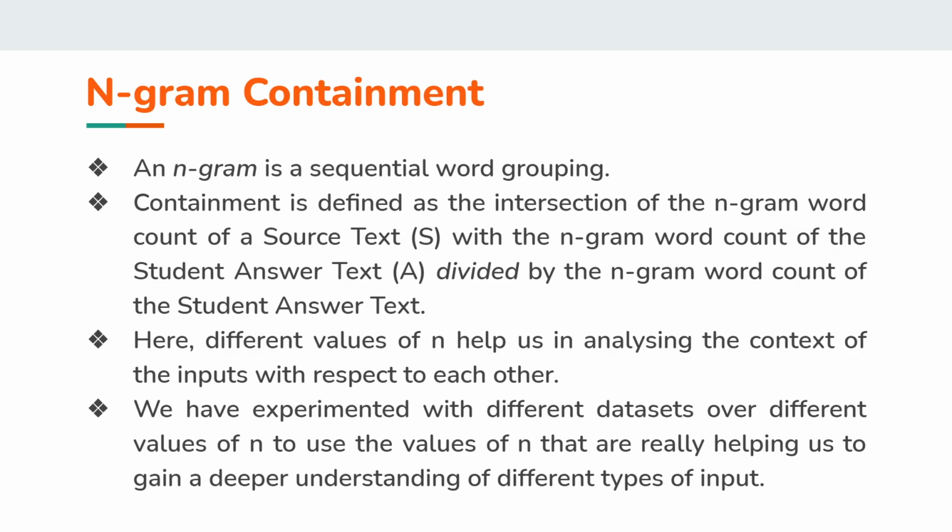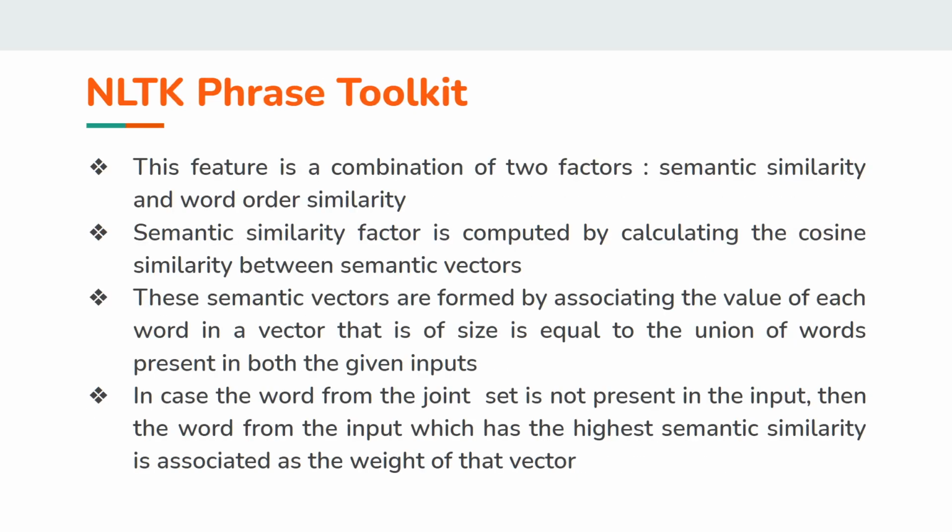We have experimented with different data sets, and we got to know that over different values of n, let's say for higher values of n, if the output that we get from this scale is on the higher side, then there are directly cases of plagiarism. The higher the value of n, the more it means that the same chunks are used among those two documents.